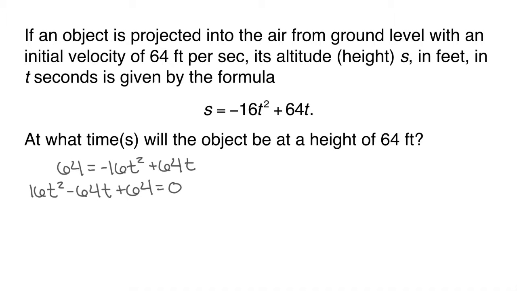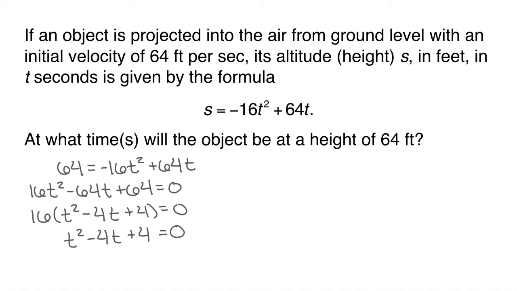Notice that we can factor out a common factor of 16 from the left side. We have 16 times t squared minus 4t plus 4 is equal to 0. Now we can divide both sides of the equation by 16, and we have t squared minus 4t plus 4 is equal to 0. On the left, we have a perfect square trinomial.